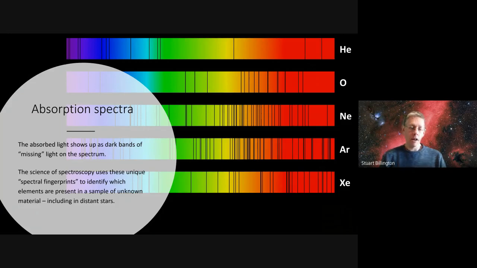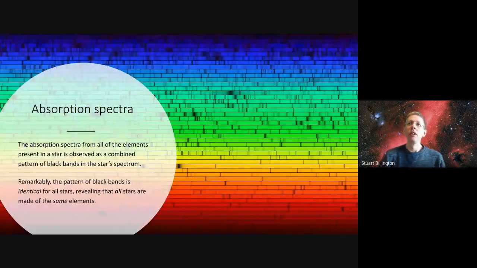Now, a star isn't made of a single element. It's made up of lots of elements. So when you look at the spectroscope images for an entire star, all of the elements of the periodic table will be layered on top of each other to produce an enormous number of missing bits of light, missing wavelengths of light.